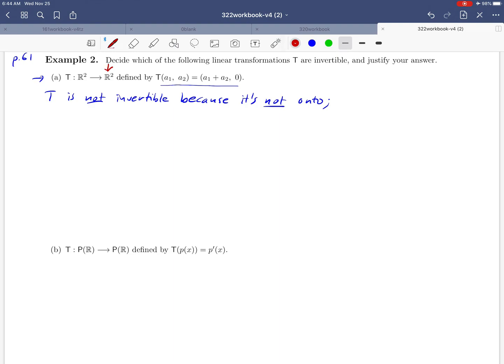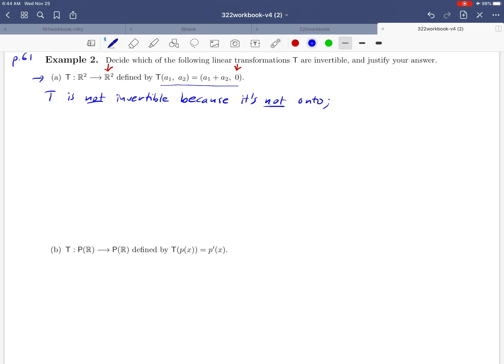So I claim that the way this function is defined, it's not possible to get every vector in R2 as an output. And the key to maybe seeing that is to notice that the way this function is defined, the second coordinate is always 0. So for example, we can't hit any ordered pair that has a 1 in the second coordinate.